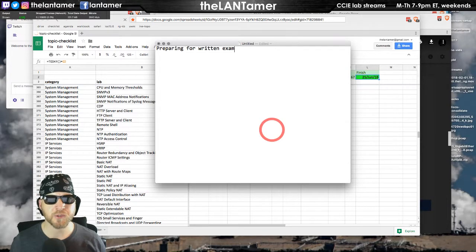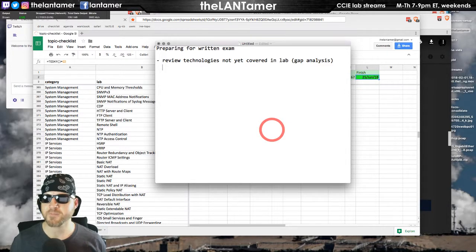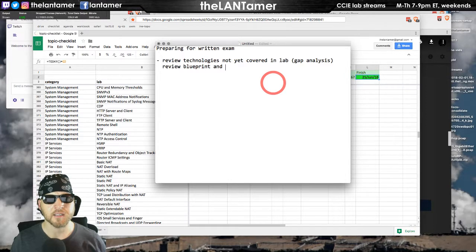First, I need to review technologies not yet covered in the lab. So we need like a gap analysis, right? For that, I'm going to identify and review the blueprint and write out areas. There are probably a couple of categories, right? So you've got new study areas and review study areas.